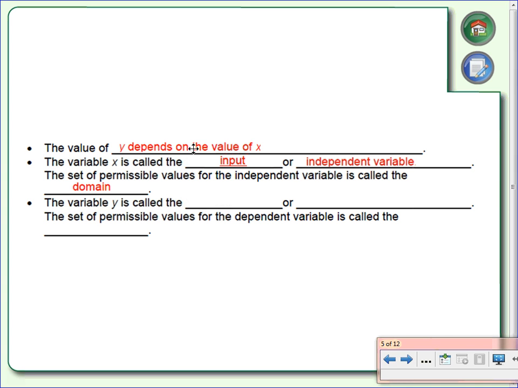Now we're going to take a look at the y's. The variable y is called the blank or blank. Well, the opposite of input was what? Output. So we call this one the output. Or the opposite of independent is the dependent. Dependent.